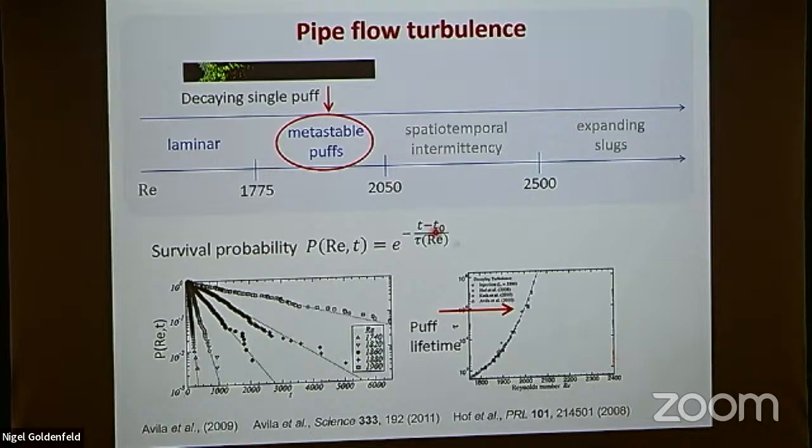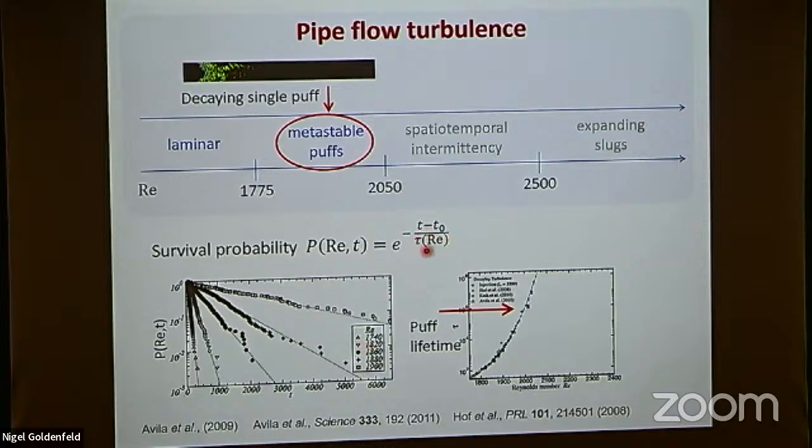They found that the probability was a memoryless process, a Markov process. It decayed exponentially in time, as I've shown you here, with a lifetime given here. And here are some of the early data. There's better data now, but these are data. This is a log scale. This is time, and these are different Reynolds numbers, as shown over here.